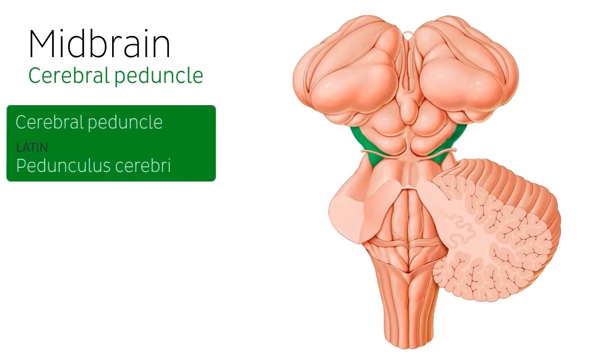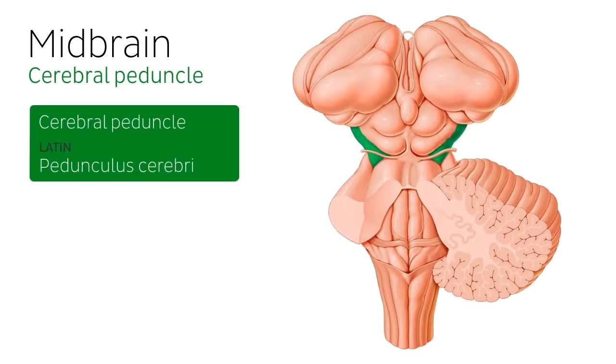And below the inferior colliculi are the cerebral peduncles. And as you can see, there are two of them, one on the left and one on the right. The cerebral peduncles are collections of fibers that carry ascending and descending pathways between the brainstem and the thalami.